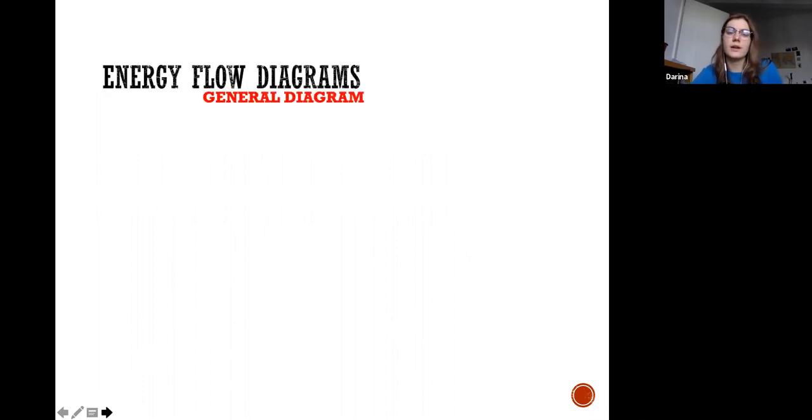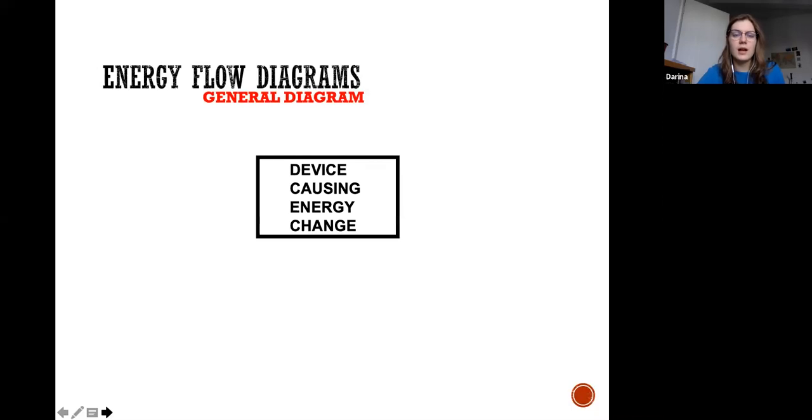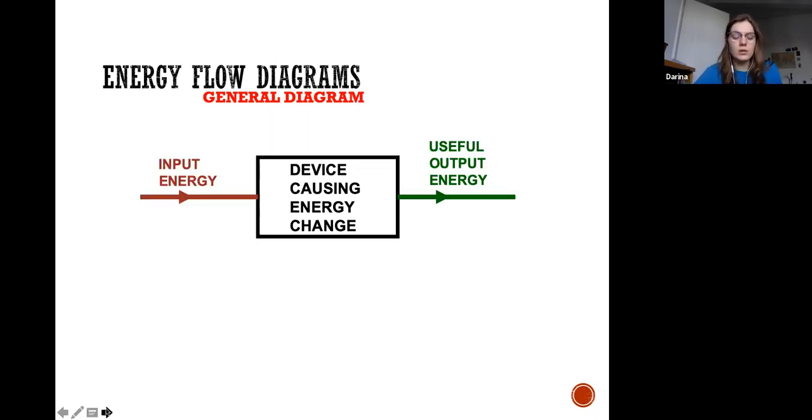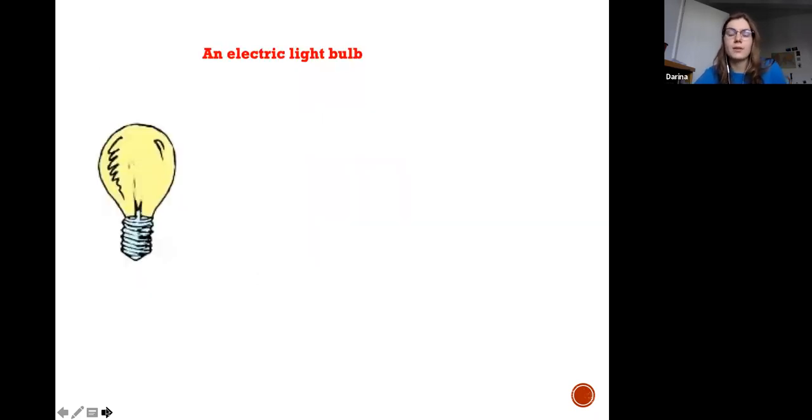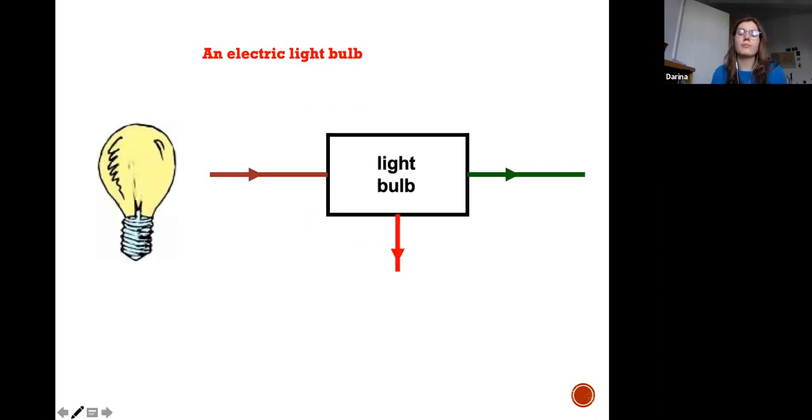Okay, energy flow diagrams. I hope you're familiar with energy flow diagrams. Essentially, we've got our device, so that could be something like an iron or a mobile phone or anything like that. But the energy input, the useful output energy, and then the wasted energy. So for an electric light bulb, how do you think we're going to label the brown, green, and the red arrow? So the input energy, what kind of input energy do we have here?